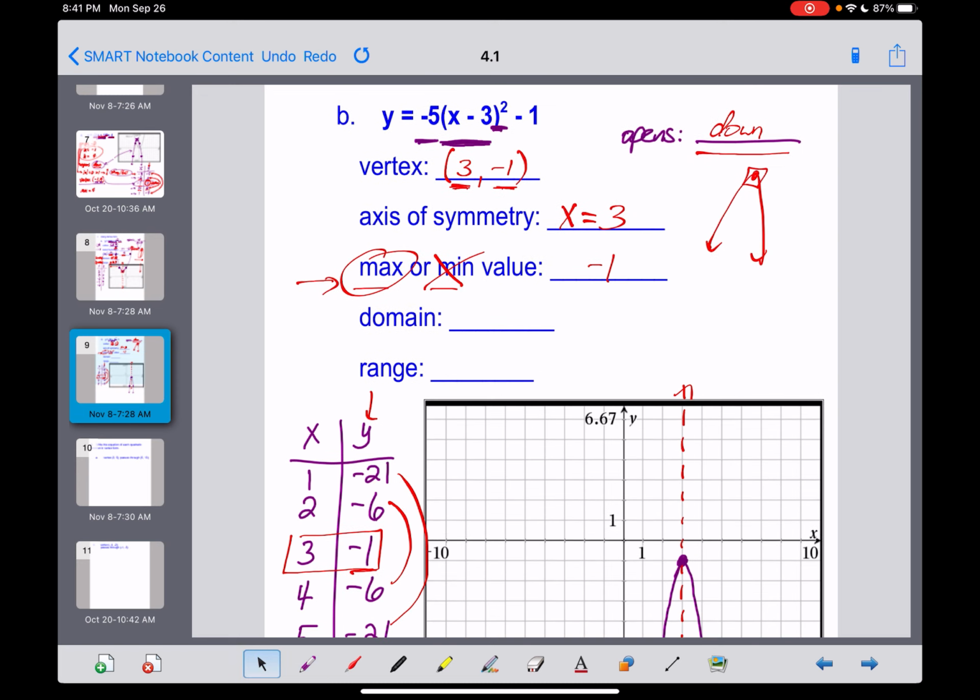And that's what I think we knew about this graph already. Real quick, what's your domain? Once again, you'll notice a pattern here. That is going to be the set of all real numbers.